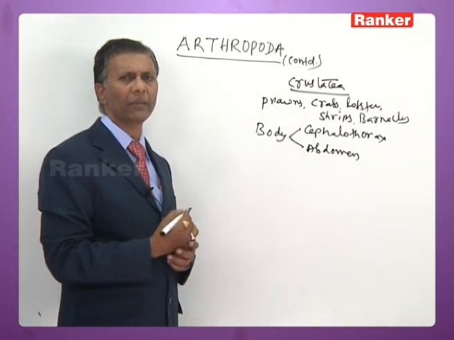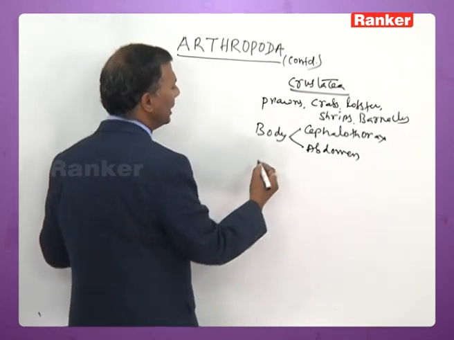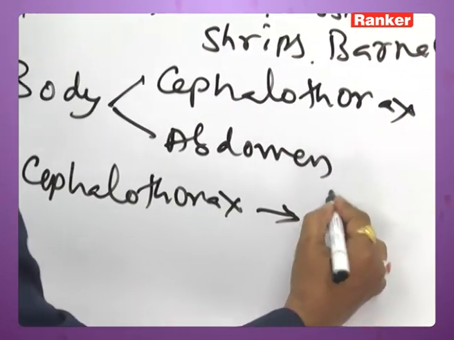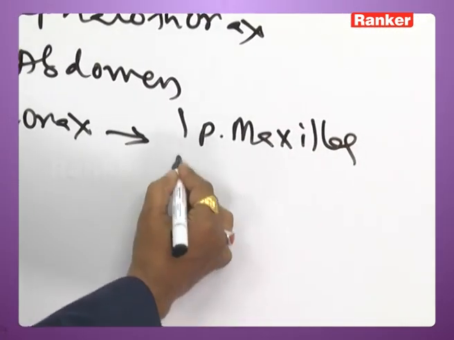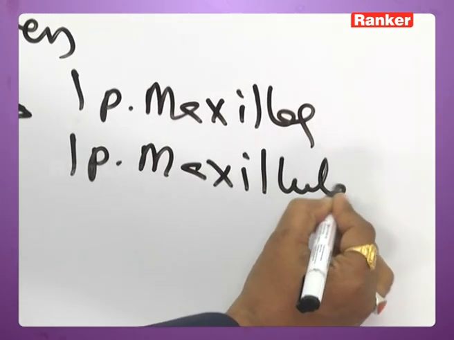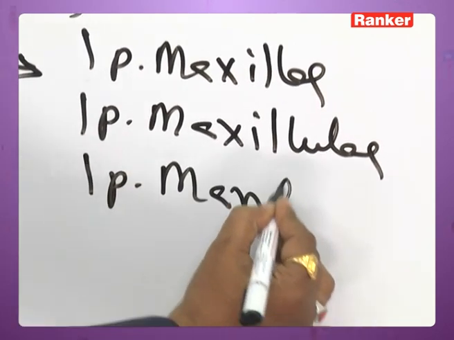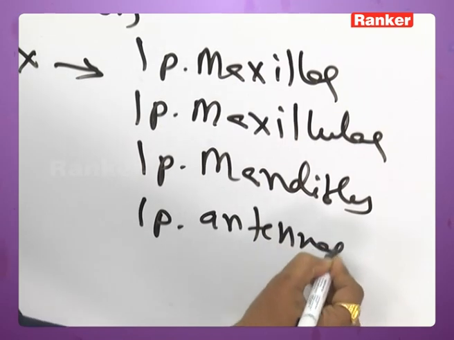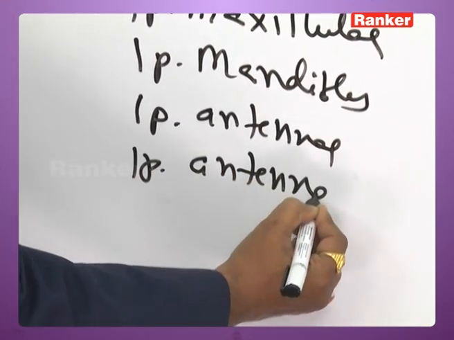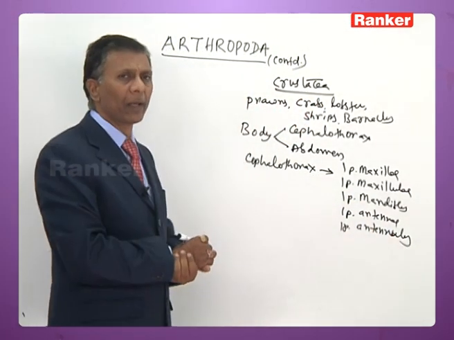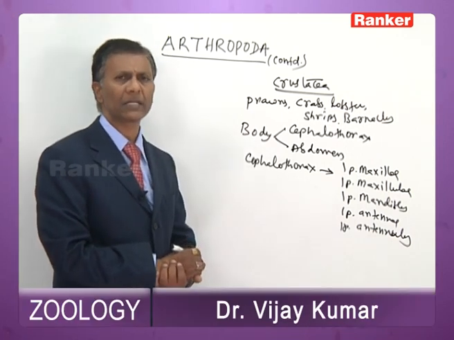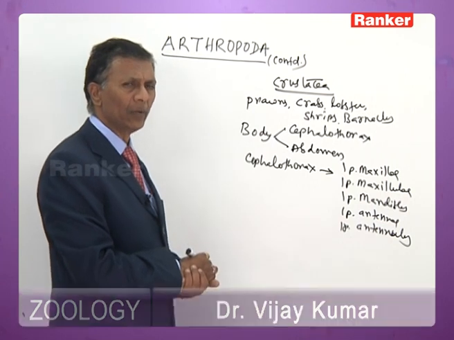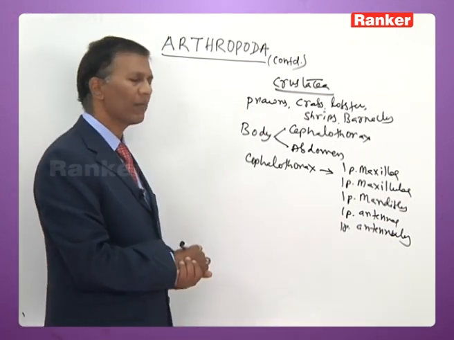Cephalothorax is formed by fusion of 5 segments and consists of 5 pairs of appendages. The appendages of the cephalothorax are one pair of antennae, one pair of antennules, two pairs of maxillae, where one pair is called maxillae and the other is called maxillulae, and one pair of mandibles. They have got 5 pairs of appendages here.